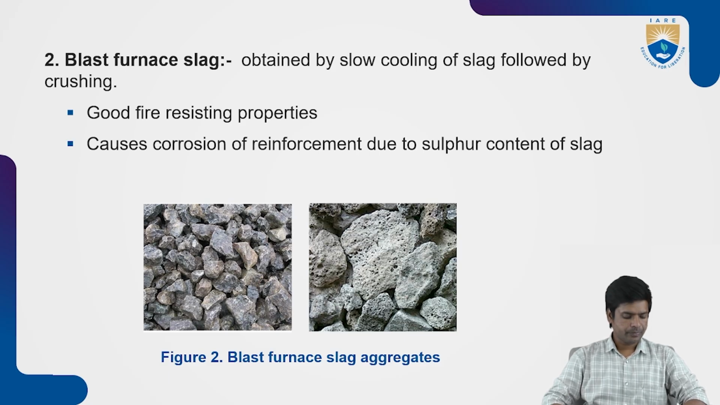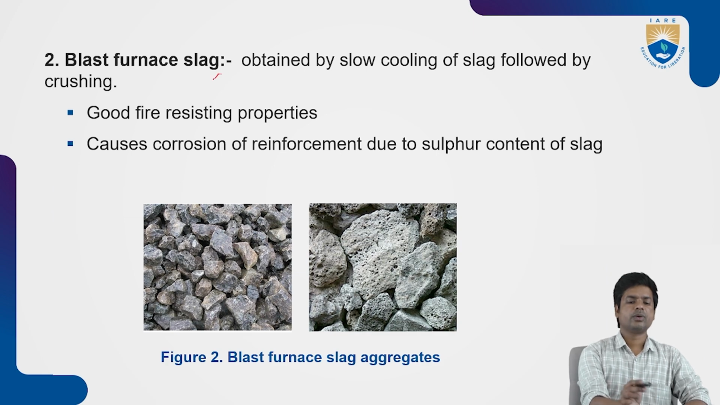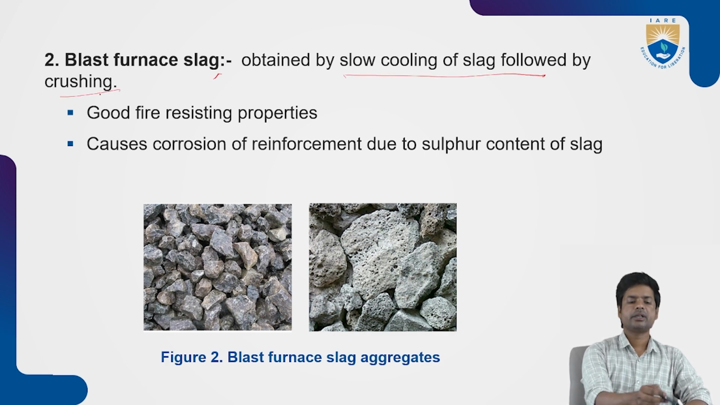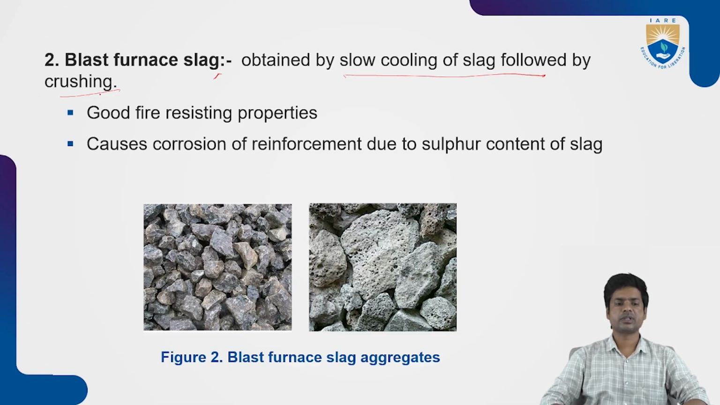Second one, blast furnace slag. These are obtained by slow cooling of slag followed by crushing. While manufacturing iron from iron ores, we get a waste material, and that waste material is called blast furnace slag. This slag is also used as an aggregate.